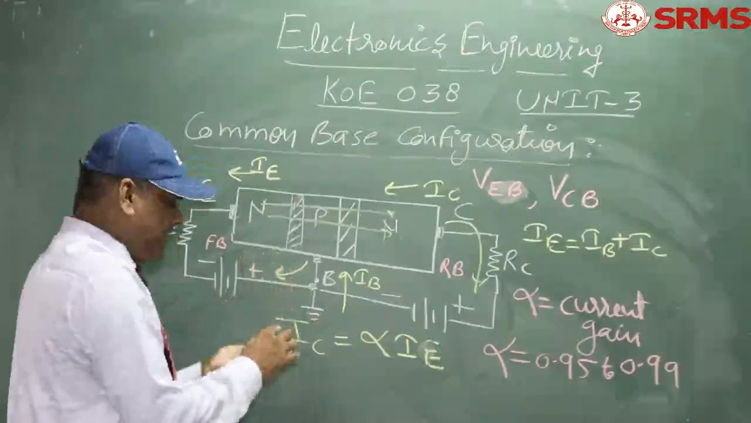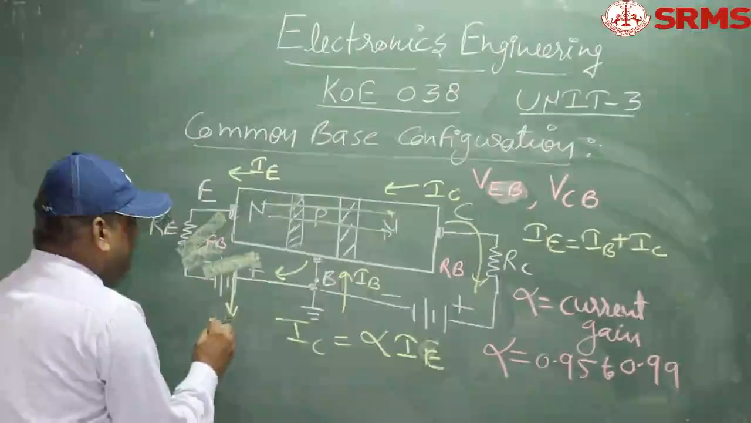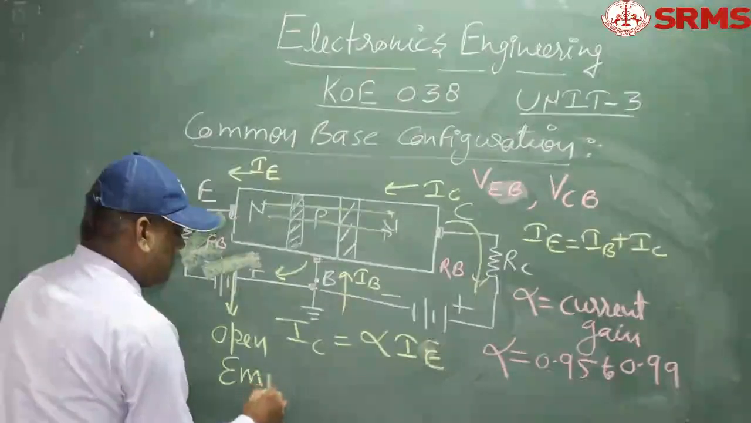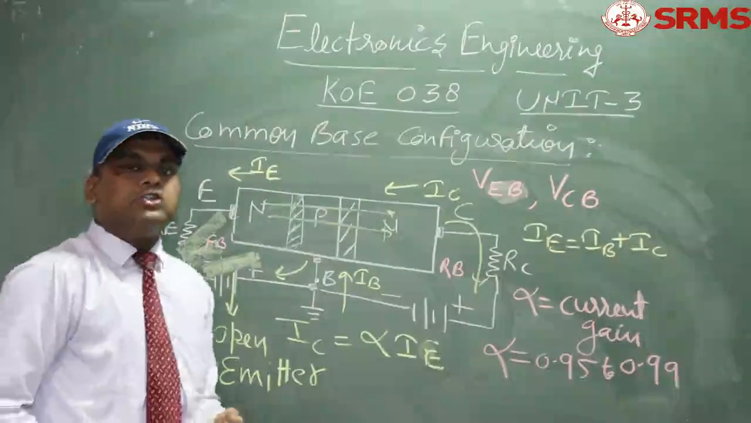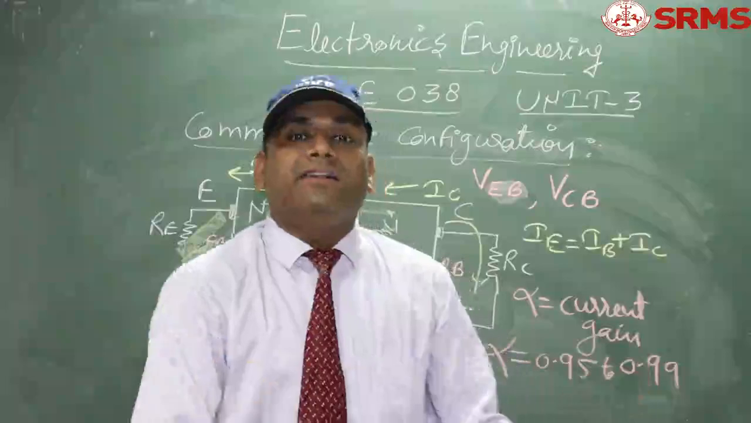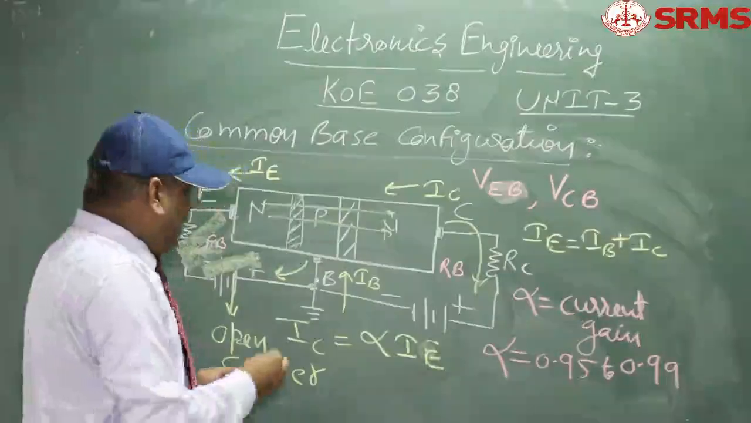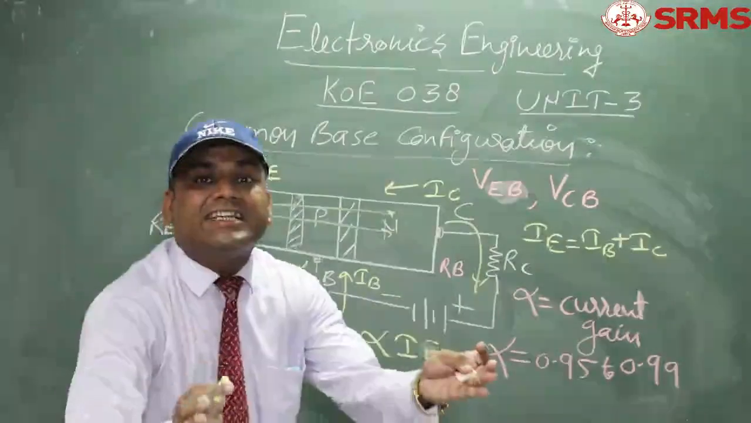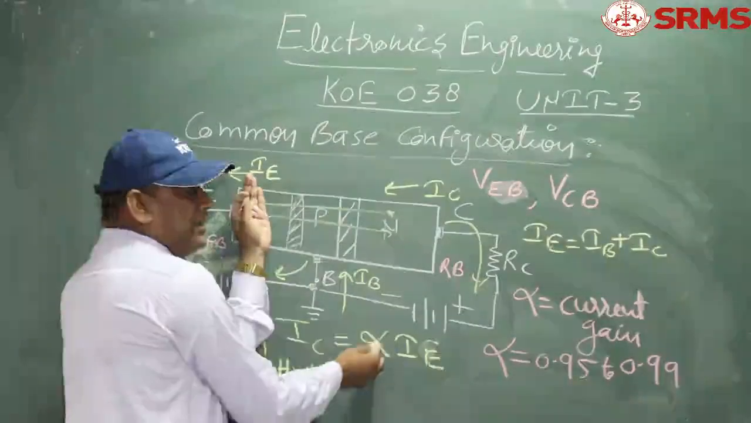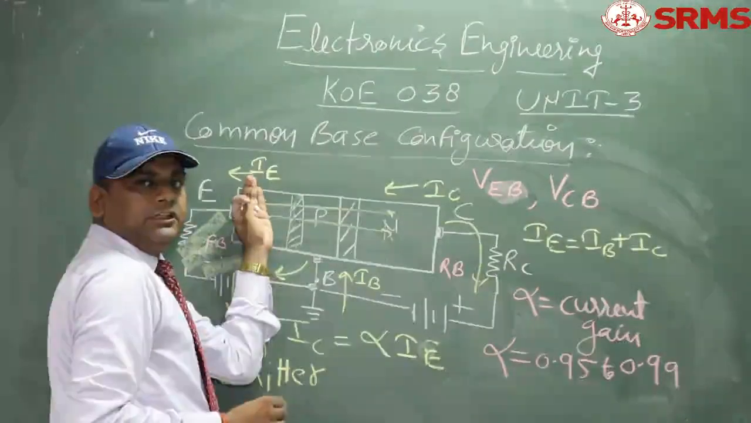Now, what is going to happen if the emitter is open? What is going to happen if your input is open? That means the emitter circuit is open. In such a case, there is no transfer of majority charge carriers. Now look here, this emitter is open and this is your reverse bias voltage. Majority charge carriers are not able to move due to the barrier voltage.